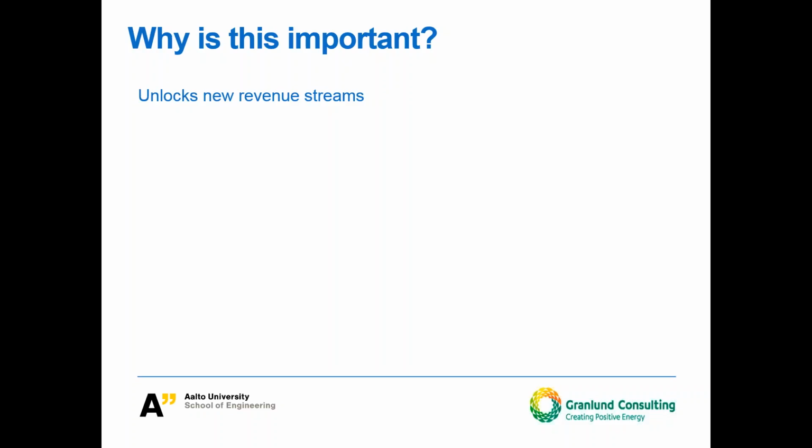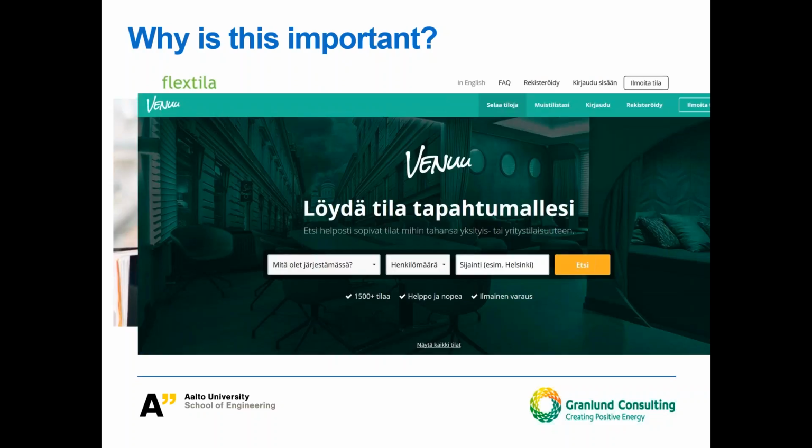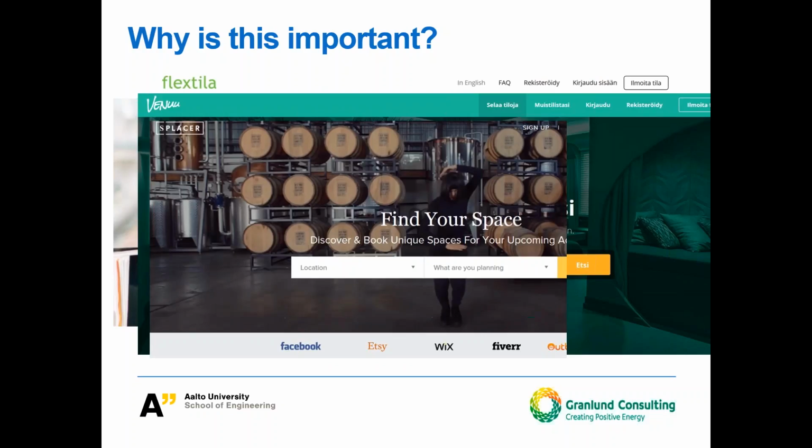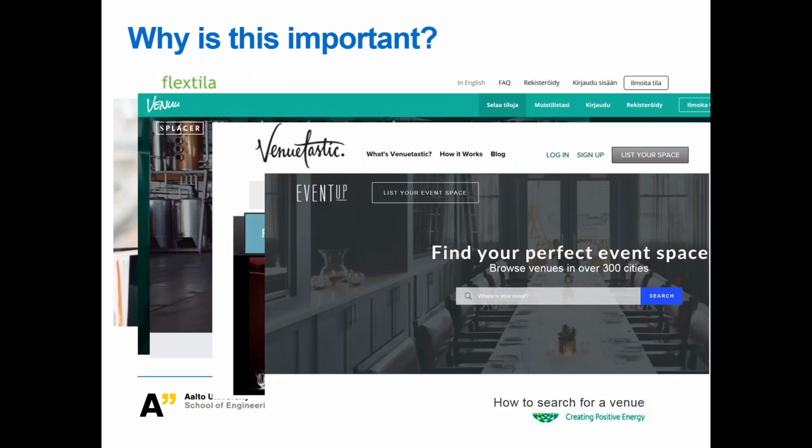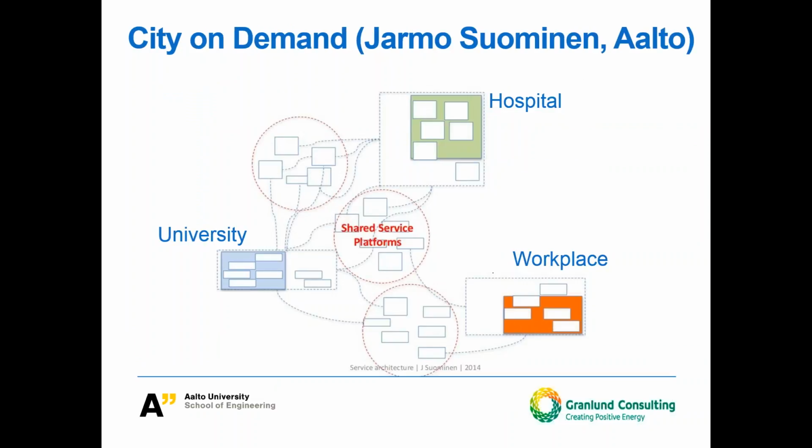So we're seeing these kinds of Airbnbs of commercial spaces, such as Flexstila, Venu, Splacer, Venutastic or EventUp, where basically you as a company can rent out your boardrooms or your spaces at night time, in the evening or at weekends. If you understand that your building is used quite little, you can then rent it out much more easily than before with these Airbnb-type services. Another example that we talk about in the university is this idea of city on demand.